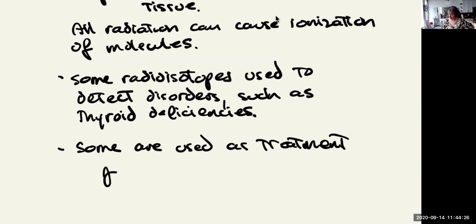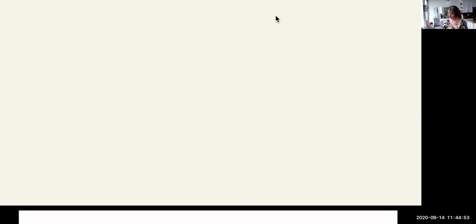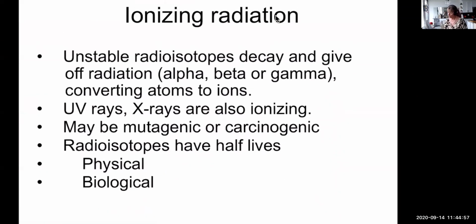Gamma rays, for example, are used in cancer treatment. They're used in cancer treatment to disrupt DNA from continuously multiplying. So alpha, beta, or gamma converts atoms to ions. Some of the external sources of radiation are ultraviolet rays and X-rays. They are also ionizing. They may be mutagenic. That means they can cause mutations of DNA, and sometimes they can be carcinogenic, which means that the mutations can lead to cancer.